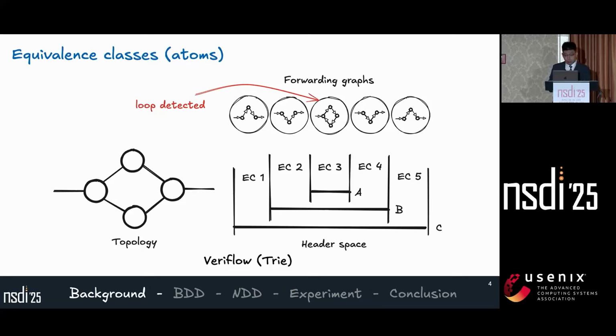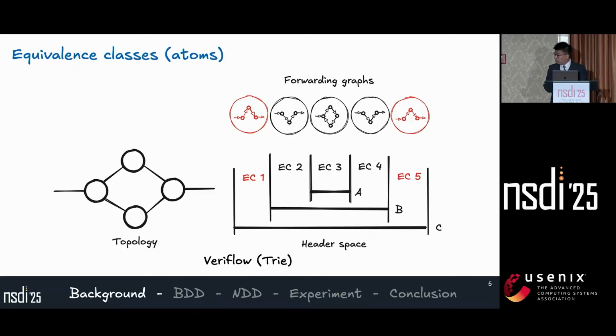The classes 1 and 5 can only match rule C, classes 2 and 4 can match rules B and C, and class 3 can match all the rules. By just checking the behaviors of a small number of equivalence classes, verification tools can greatly reduce the verification space. However, as we can see here, two equivalence classes, 1 and 5, actually encode the same forwarding behavior, but they belong to non-adjacent ranges, and we cannot merge them by using the multi-dimensional trie.